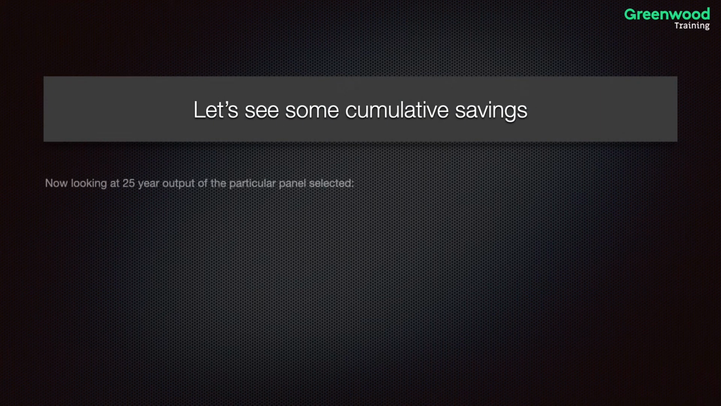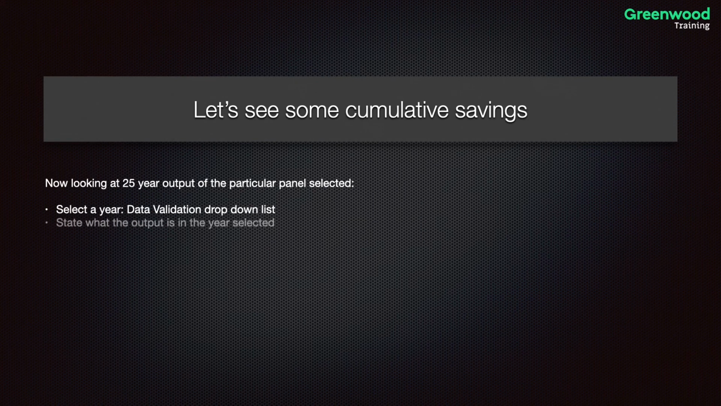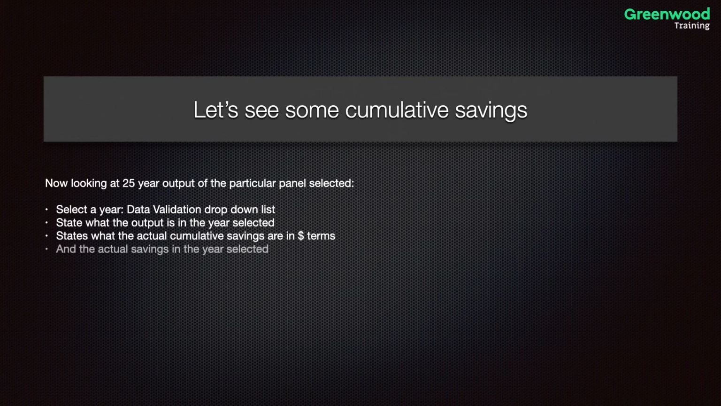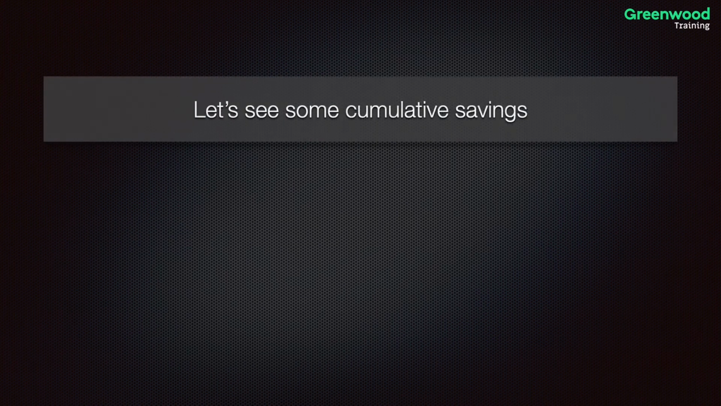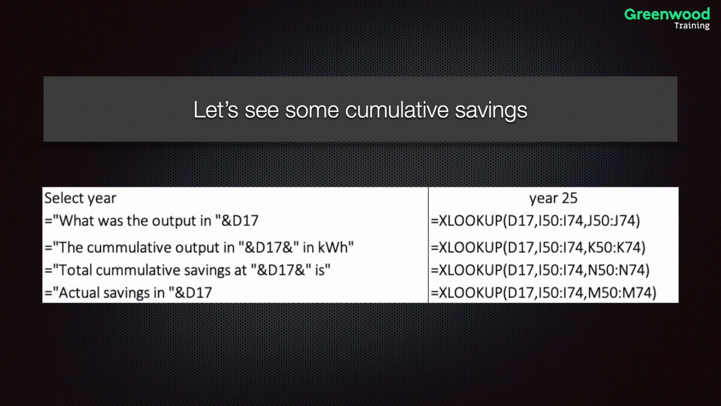Now we're looking at a 25-year output of the particular panel selected. So we select a year and the data validation drop-down list comes into play. It states what the output is in the year selected, and it states what the actual cumulative savings are in dollar terms, and the actual savings in the year selected as well. In this slide, you can see the actual formulas used.